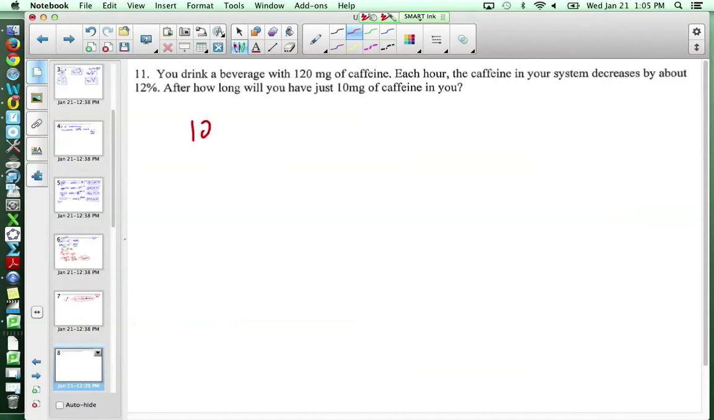Number 11, you start with 120 milligrams of caffeine that you've now drank. And every hour that caffeine decreases in your body by 12%. So we do 1 minus 0.12, so we're decreasing 12%. And then we do that over and over again as the hours go on. So how long will it take to have just 10 milligrams left in your body? So we want this to equal 10. And now it's similar to the phone problem that we were doing earlier. We need to solve this equation for our variable in the exponent.